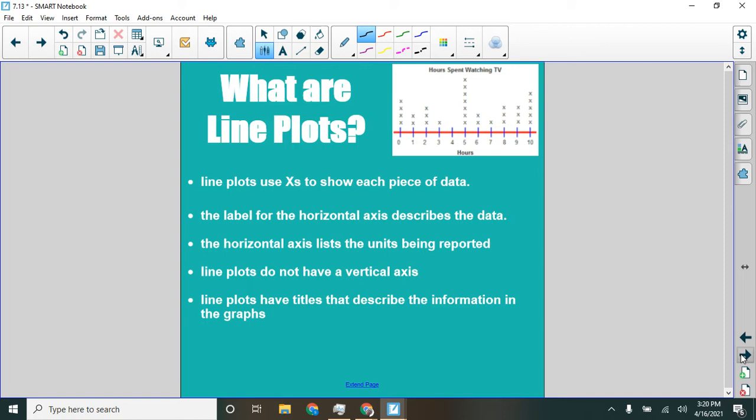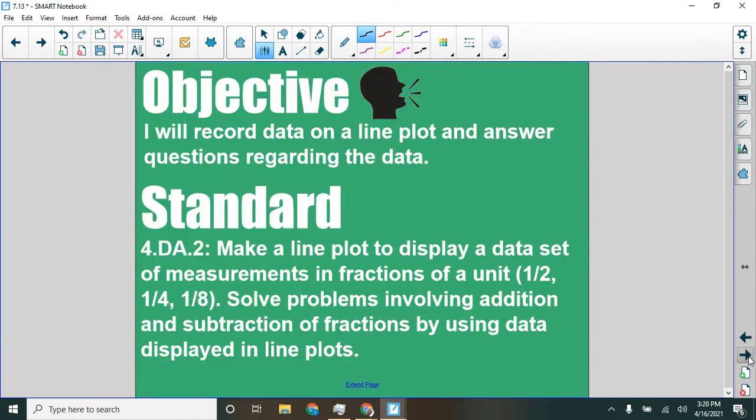You saw this screen a while ago. We use the x's to show the data. We have just a horizontal axis, right? A bar graph is going to have another line that goes up here, but not a line plot. And then, of course, a title describing the information.